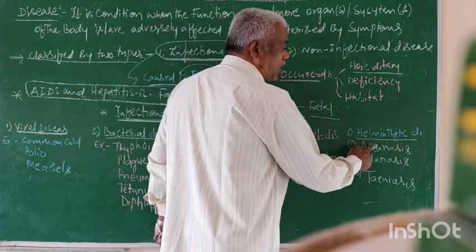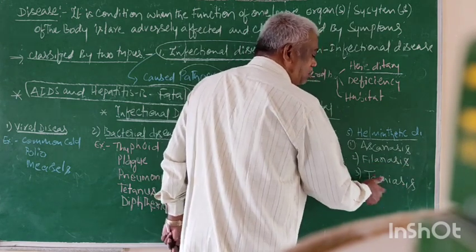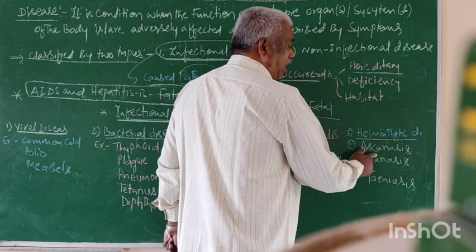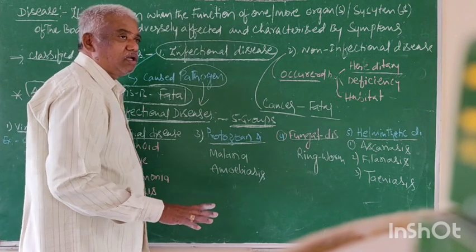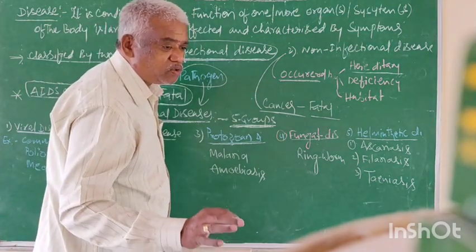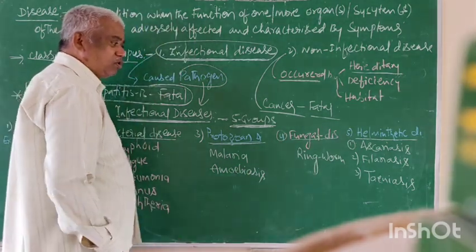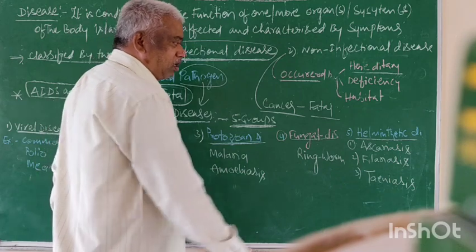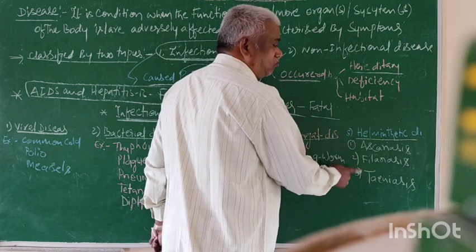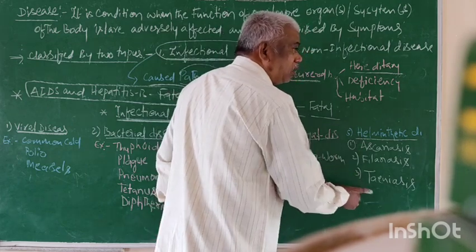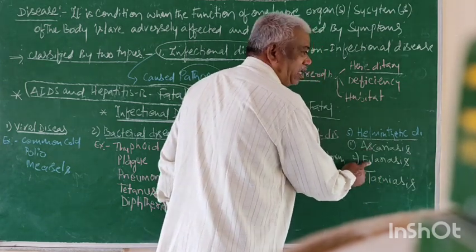Now, helminth diseases: ascariasis, filariasis, teniasis. These are the three helminth diseases. Right. It is given in the NCERT book, and I am explaining everything based on NCERT. Suppose in helminth diseases, how many examples are given in NCERT? Three. But among these three, there is a clear explanation about ascariasis and filariasis.